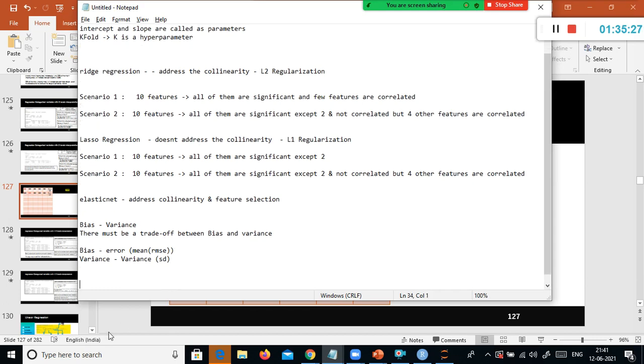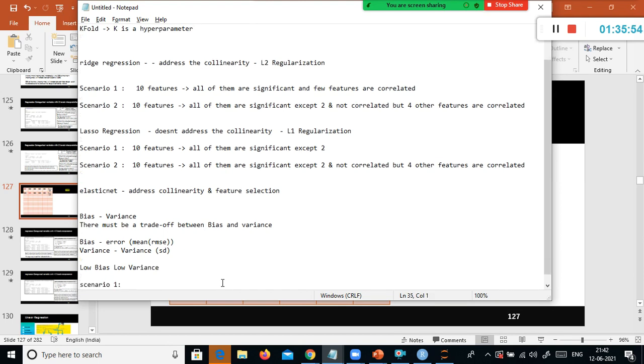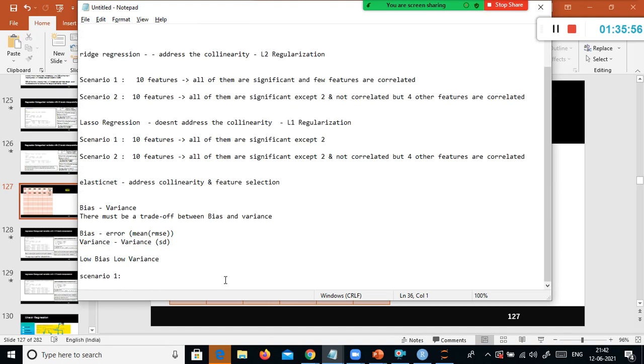Supposing I have 2 scenarios. The whole objective here is that the bias should be low. After building the model, before deploying it in production, we want to check the bias and variance. Obviously anyone will think the variance should be less, that means even if I apply the model to any training and test data set, there should not be much variance.